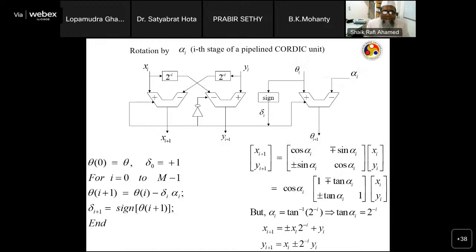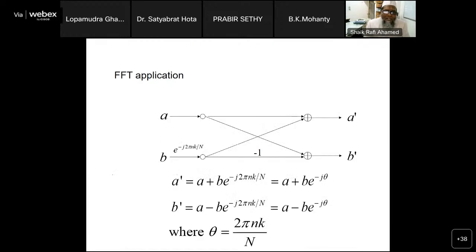Now let me take this CORDIC-based realization of the FFT algorithm. In the previous techniques I used only filters. As I have told, signal processing means filters and transforms. Here, because in FFT we require twiddle factors, which will be of the form x cos theta, x sin theta, this is a perfect match to implement the FFT architecture.